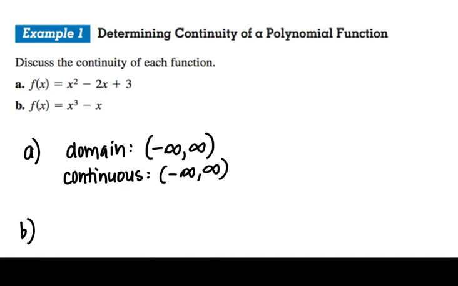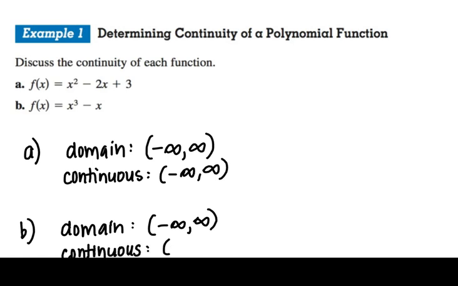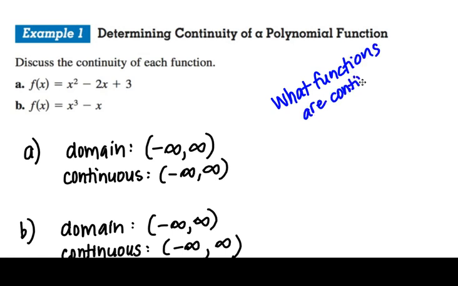B is also a polynomial function. Its domain is negative infinity to positive infinity, and it is continuous over its entire domain, negative infinity to positive infinity. What functions are continuous over their entire domain?